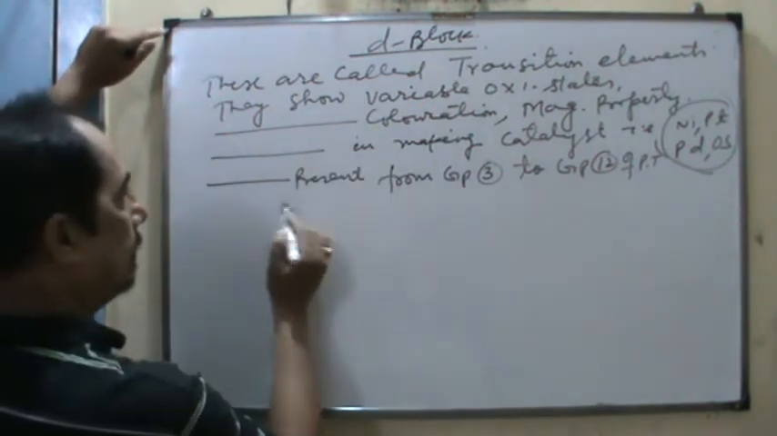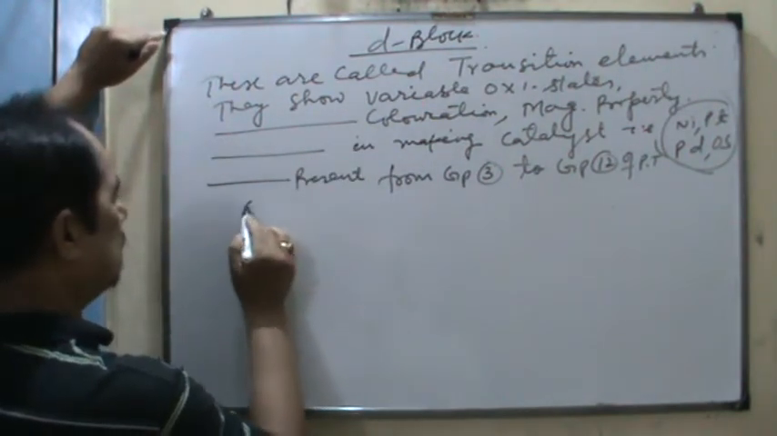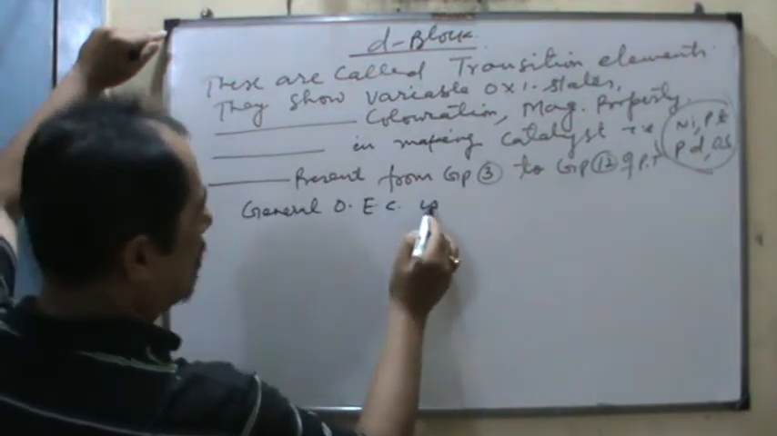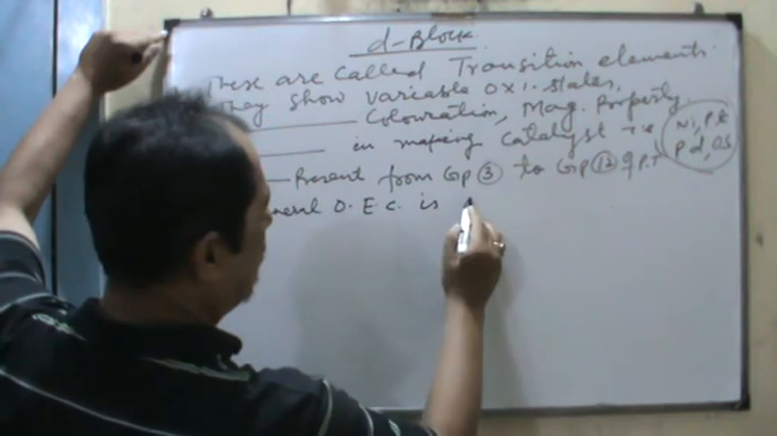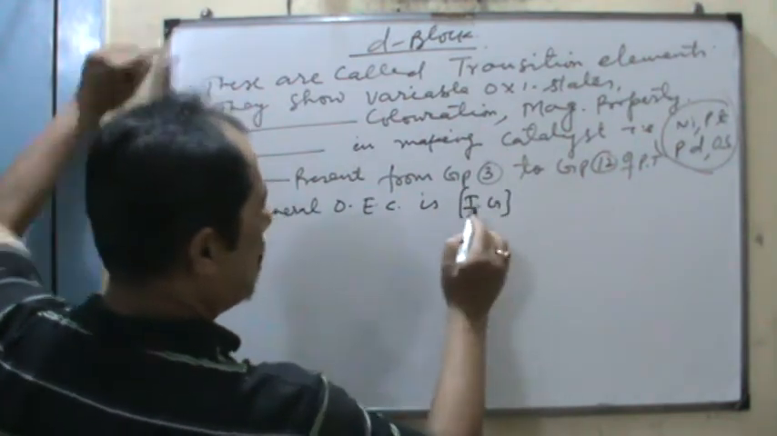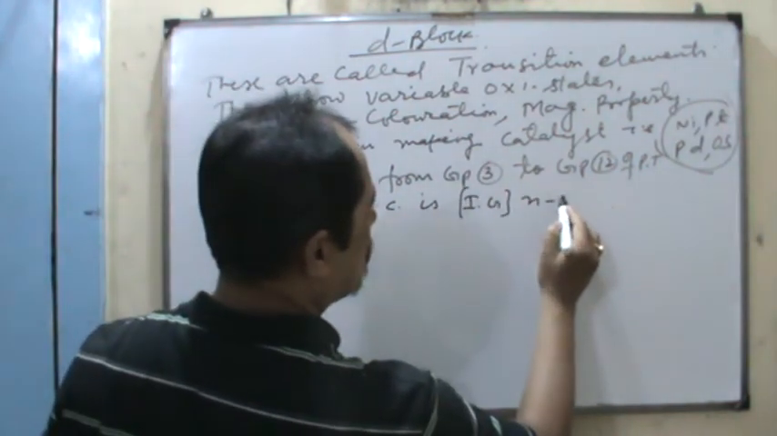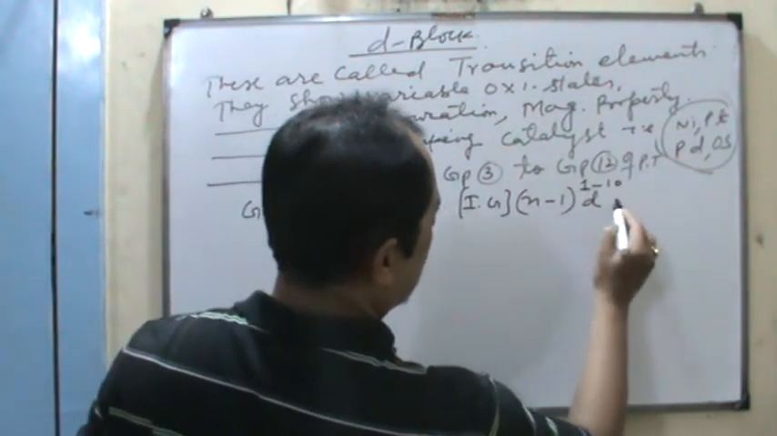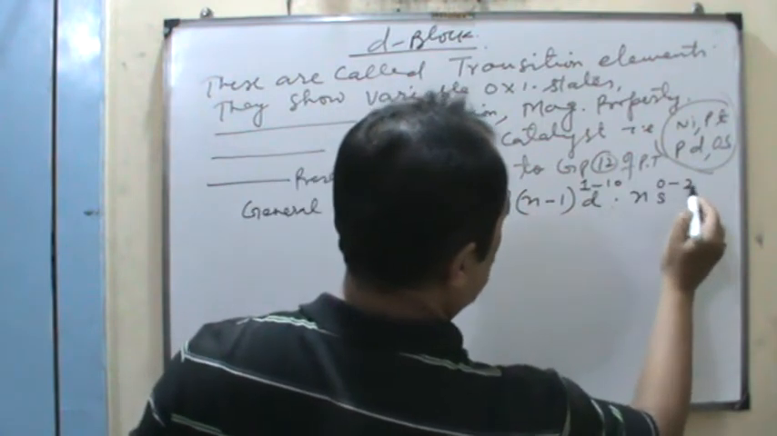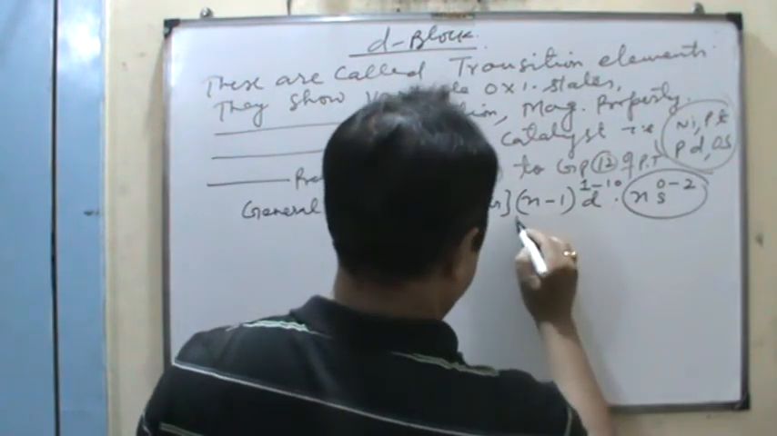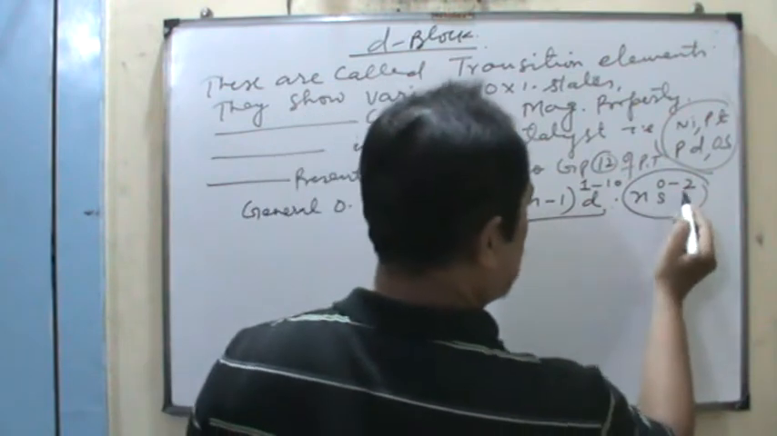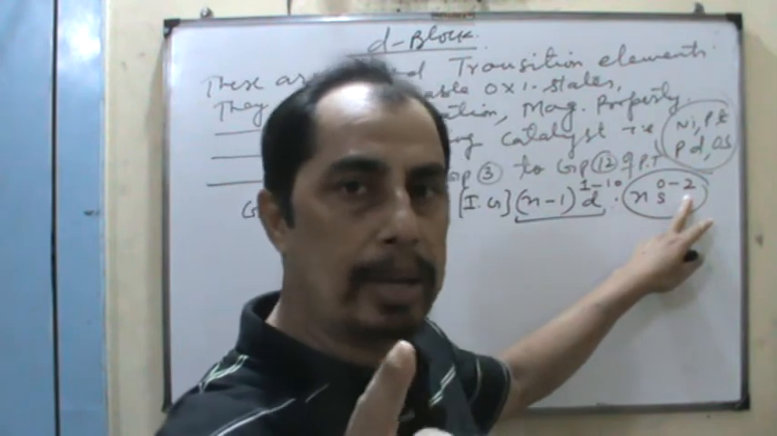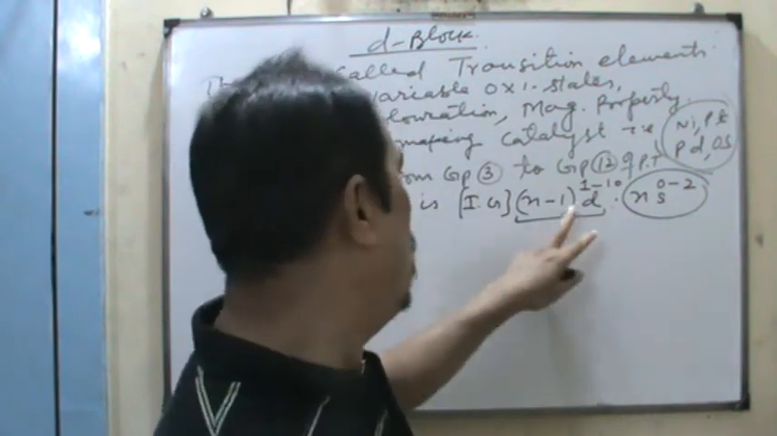Right. And the general outer electronic configuration is, first write the inert gas, (n-1)d1 to 10, ns0 to 2. It is ns0 to 2. Everywhere it is ns2, but in exceptional cases you can apply either 0 or 1.